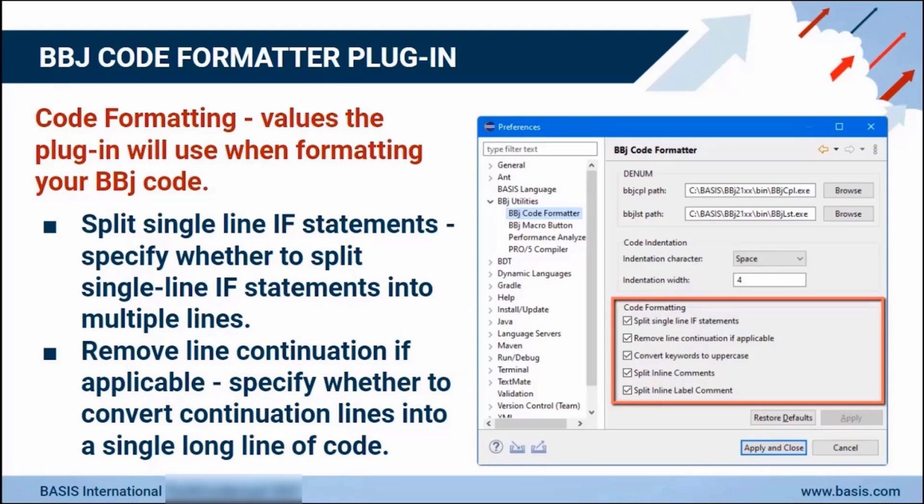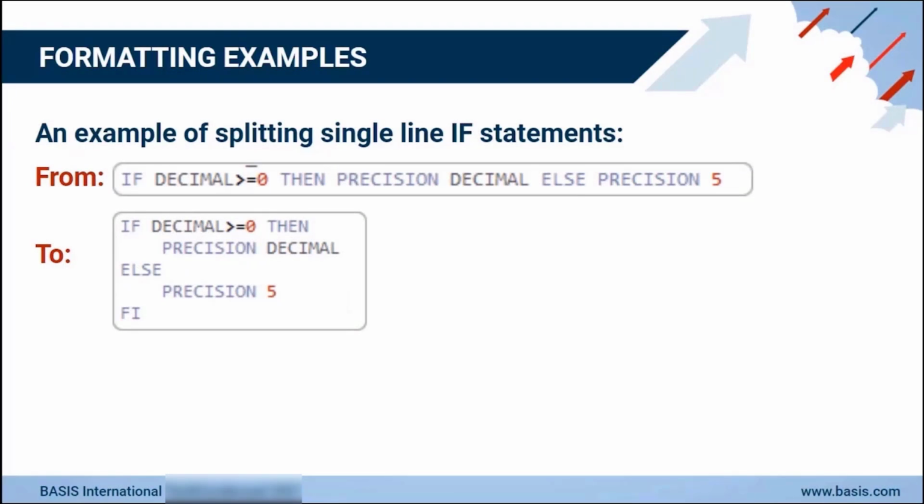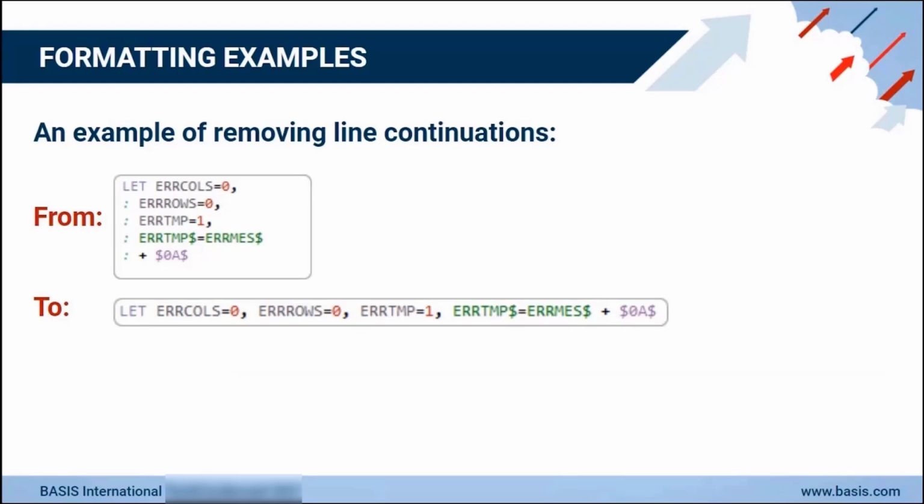We spoke about that before, and that is that it'll string your line continuation segments back into a single line, one single line of code. One example of splitting a single line if statements is the one on the screen there for you, which says if we had the from line, then once we have formatted it with the option turned on, you get the to box, the lower part there, which shows how indentation and line breaks can make your code more readable and maintainable. Here's an example of what happens when you remove line continuations.